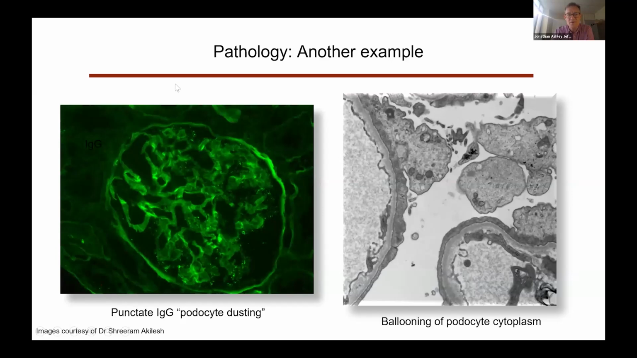So this is just another example to show what we're talking about for the anti-nephrin antibody. Again, this is an immunofluorescence for IgG. And again, you can see these little dots over podocytes throughout. And this is the podocyte dusting. Here we have diffuse foot process effacement. And as Ram educated me recently, this kind of ballooning of podocyte cytoplasm has been associated with anti-nephrin antibodies.